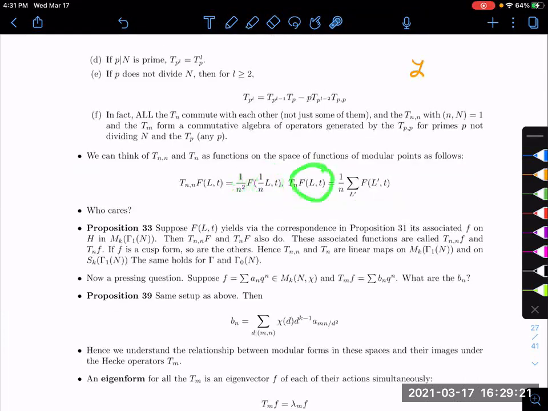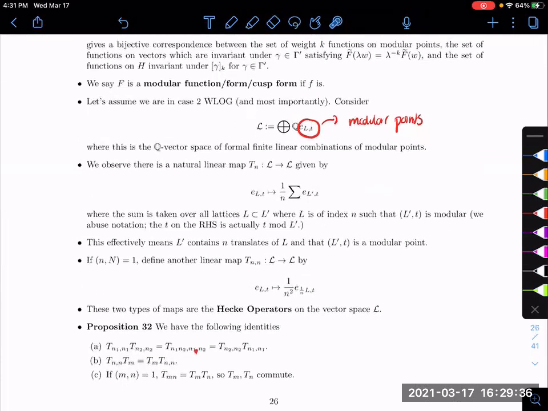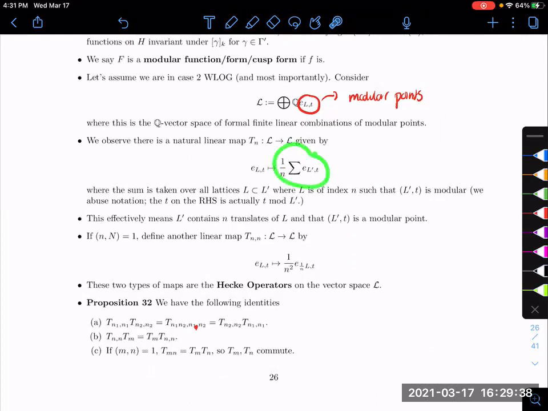And I can do something similar for T sub n. I can send a function on a modular point to 1 over n times the sum over the lattices containing L with index n of f evaluated at one of those modular points. Notice this expression is basically the same thing that showed up here. It's just that we're now taking f of this modular point instead of just writing down the modular point itself. Okay.